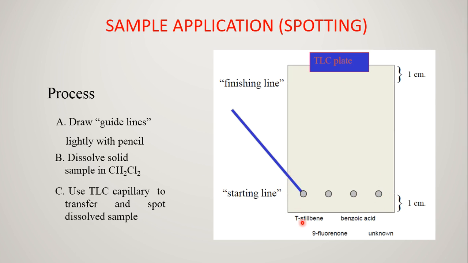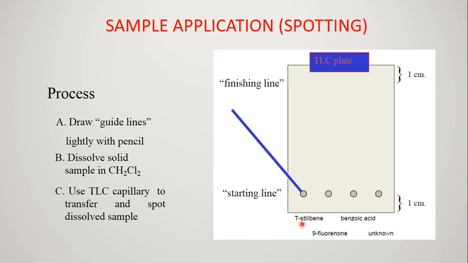One spot is for one compound, like shown T-stilbene, the second spot for 9-fluorenone, the third spot is for benzoic acid, and the fourth one is for the unknown. Unknown means in this one component will be present. In this unknown compound, suppose one component is present, or maybe 2 components or 3 components are present. So we have to identify which type of component.